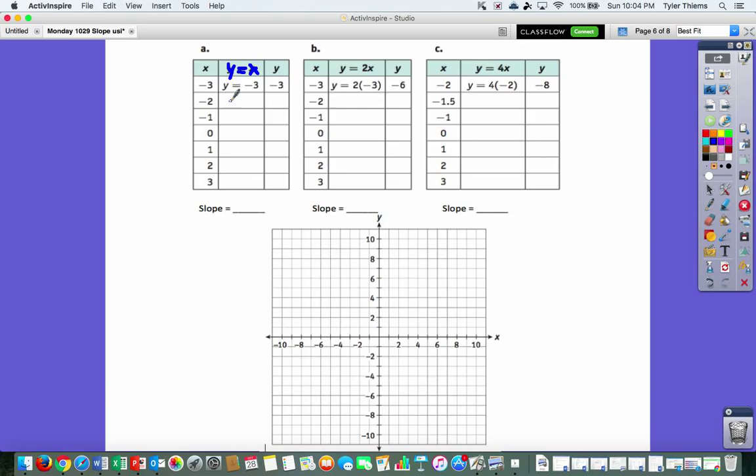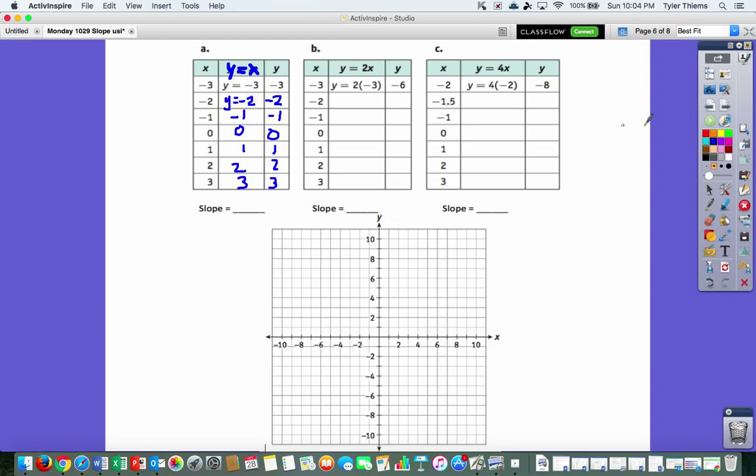So if x is negative 2, that means y is equal to negative 2. So we'll plug in negative 2 over to here. If x is equal to negative 1, not much work needs to be done. Y is equal to negative 1. If x is 0, y is 0. If x is 1, y is 1. X is 2, y is 2, 3, and 3.